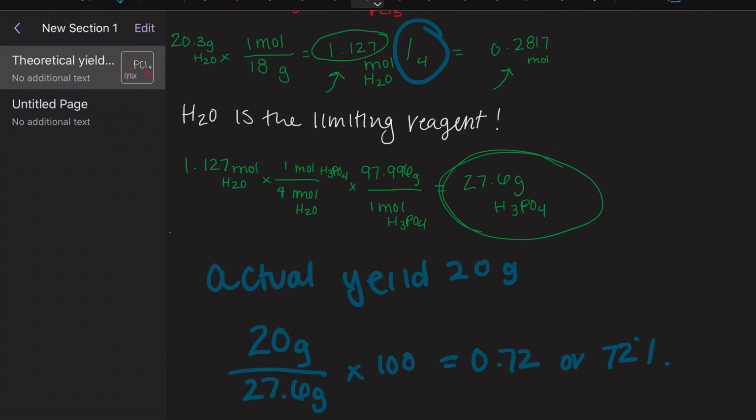Just watch out that the actual yield should always be less than your theoretical yield, because chemistry reactions very rarely come out perfectly. And if you're getting more yield than you expected, you probably did your theoretical yield incorrectly. There's my tips for theoretical and actual yield.